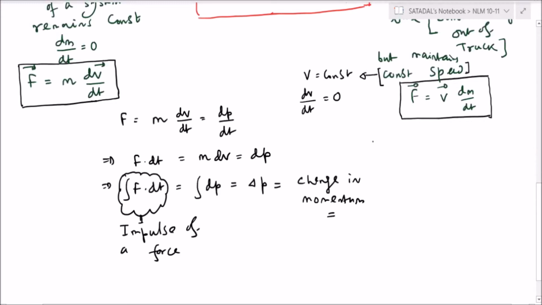Fine now. Can I write integration of F dt is also the area under the F versus t graph?